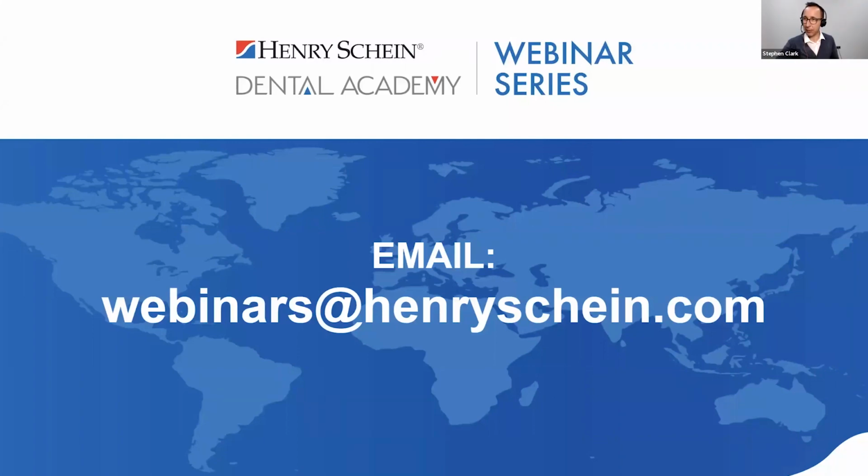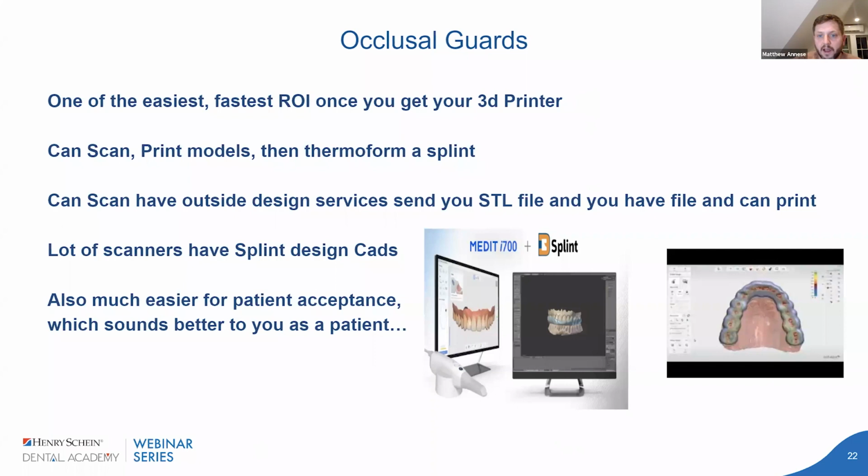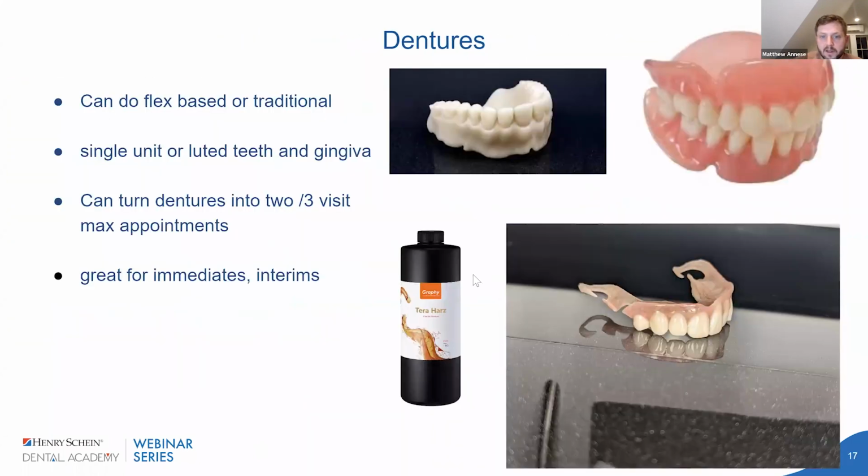All right, great. We have a couple of questions about resin. What resin are you using for flexible-based removables? That was the Graphy. Going back, there it is, Graphy, the Tera Harz. You can use it on a Sprint Ray, and you can use it with the resin profile. We use it on a couple of different other printers. I think the Sega we use it on as well. But that's that resin.